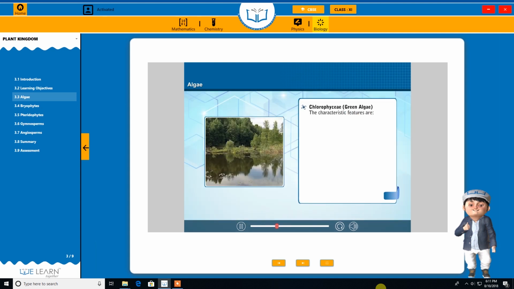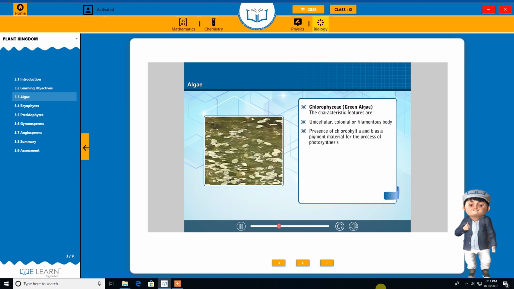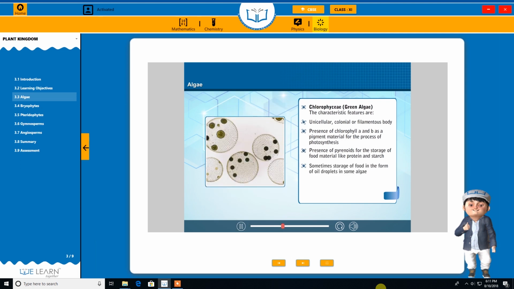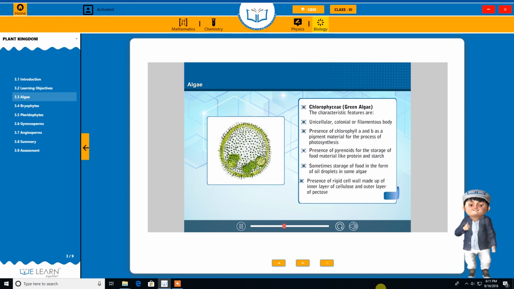Chlorophyceae, green algae. The characteristic features are a unicellular, colonial or filamentous body. Presence of chlorophyll A and B as pigment material for the process of photosynthesis. Presence of pyrenoids for the storage of food material like protein and starch. Sometimes food is stored in the form of oil droplets in some algae. Presence of a rigid cell wall made up of an inner layer of cellulose and an outer layer of pectose.